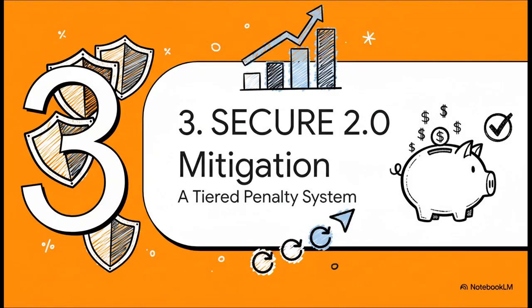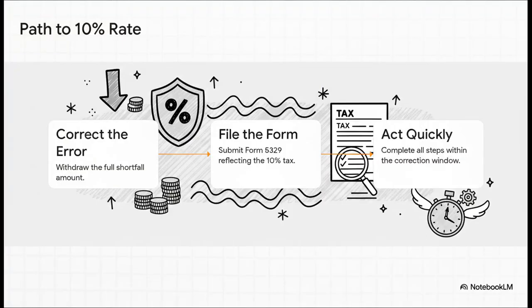This brings us to the new mitigation framework itself. Secure 2.0 basically moved away from that old, harsh, all-or-nothing 50% penalty and brought in a tiered system that actually rewards taxpayers for being proactive and fixing their mistakes. So how does a client actually qualify for that much lower 10% rate? Well, the new IRC Section 4974E lays out 3 very specific requirements. First, they have to take a corrective distribution of the full shortfall amount.